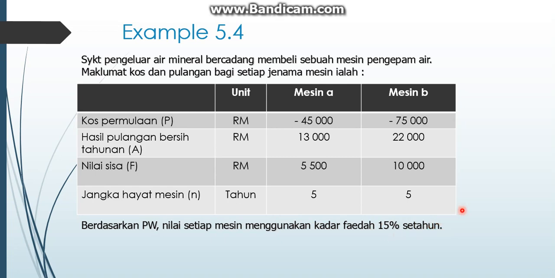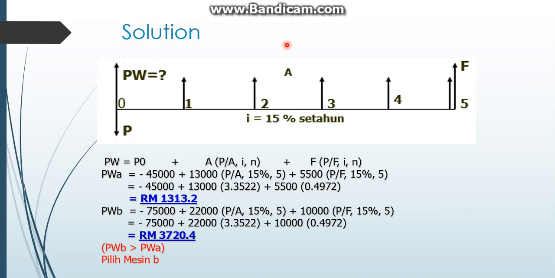Before we start our calculation, we need a cash flow diagram. In the cash flow diagram, we need to include 5 elements. The first element is P, present value, and A, the annual cost, and F, the future cost, and I, the interest rate per year, and lastly, N, the number of years. And this is the PW, which is the present worth value. So we start the calculations step by step. We start with machine A first.